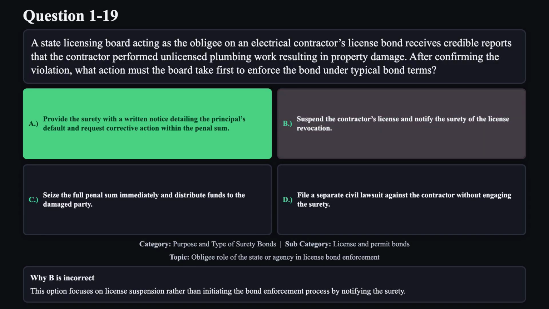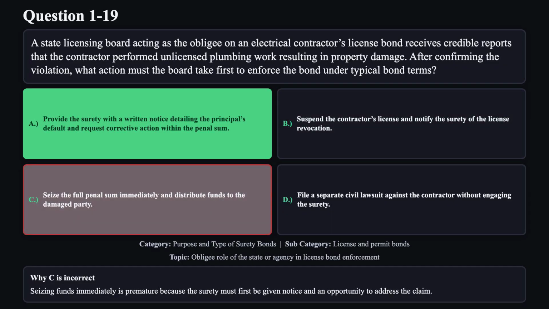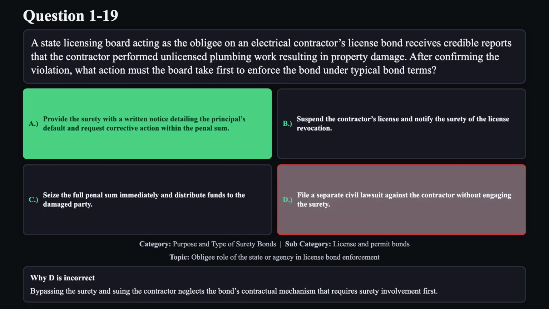Reason B is not correct. This option focuses on license suspension rather than initiating the bond enforcement process by notifying the surety. Reason C is not correct. Seizing funds immediately is premature because the surety must first be given notice and an opportunity to address the claim. Reason D is not correct. Bypassing the surety and suing the contractor neglects the bond's contractual mechanism that requires surety involvement first.